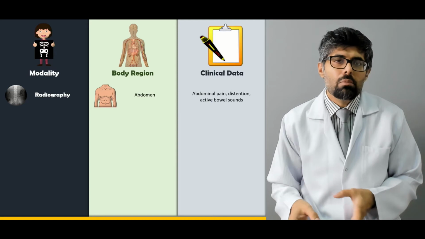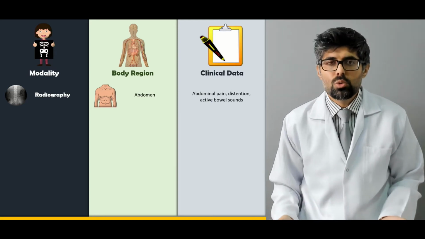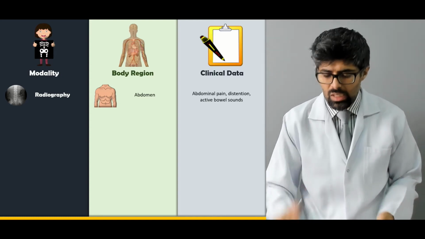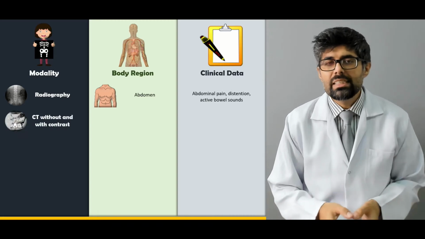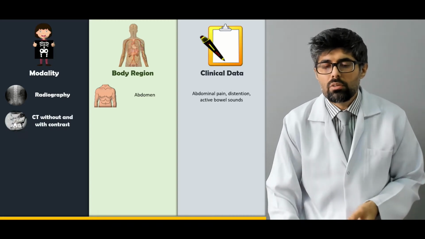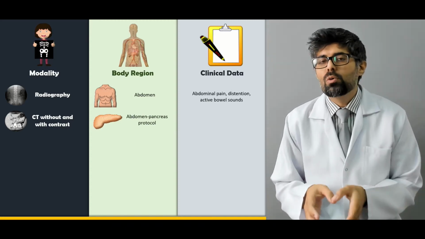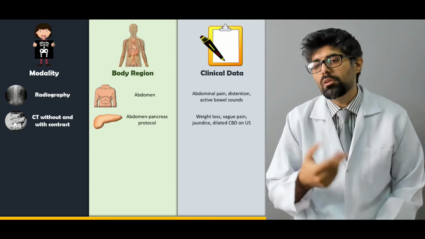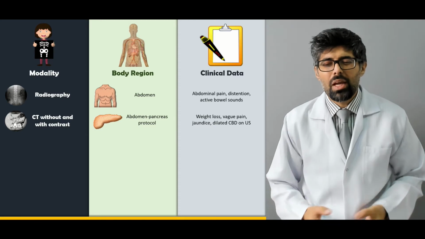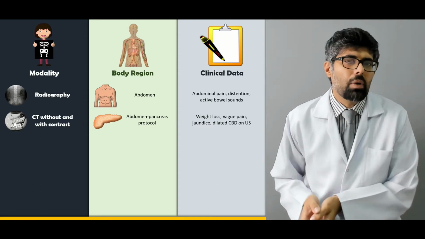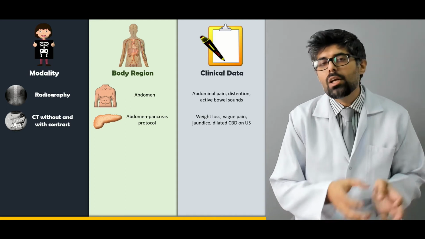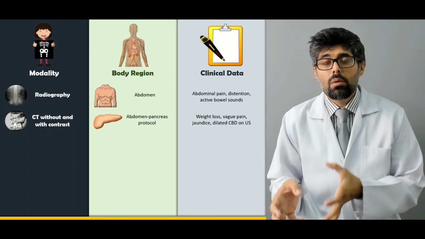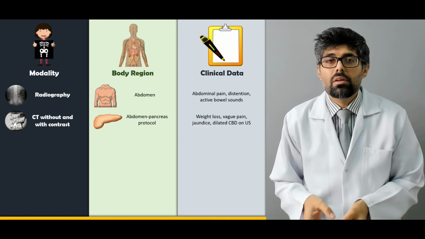Now obstruction can be due to impacted stools, or it can be due to some carcinoma or polyps. The next modality that we use is CT scan with or without contrast enhancement, but our focus remains on the pancreas. If we have a history of weight loss, vague pain, jaundice, and a dilated common bile duct, we do this modality in order to rule out any acute or chronic pancreatitis, or any pancreatic mass.